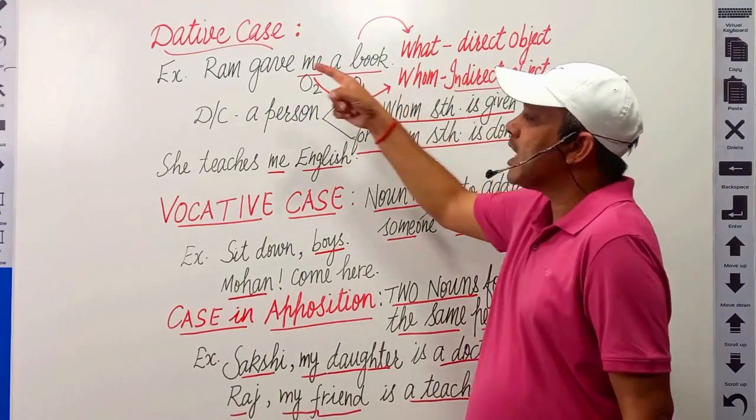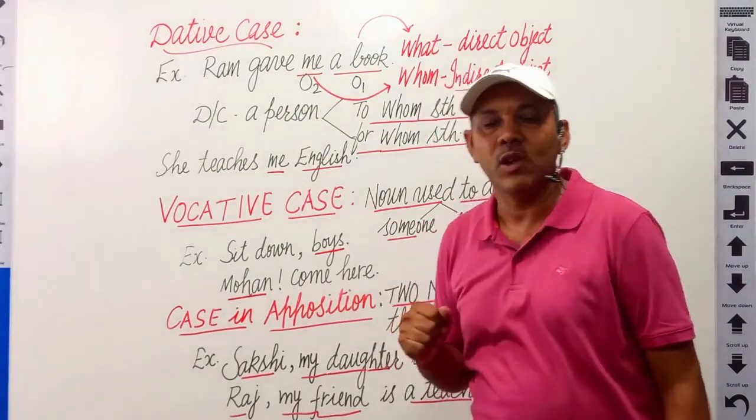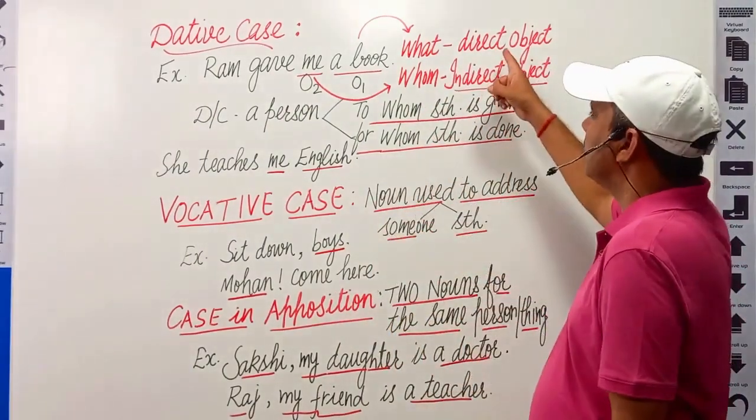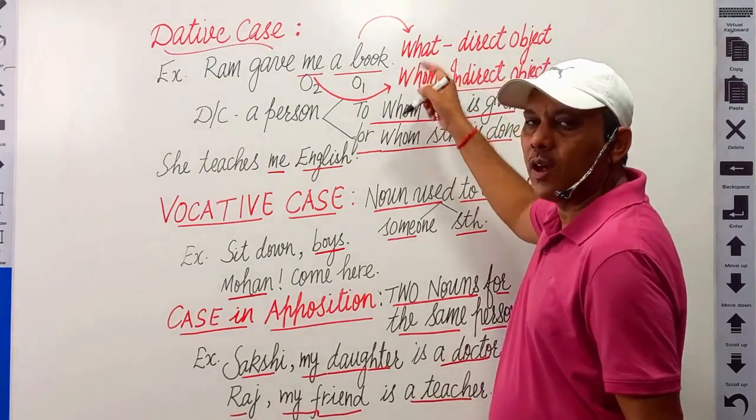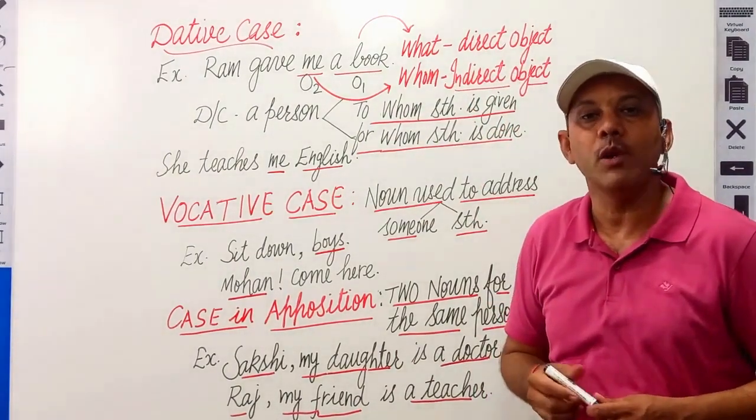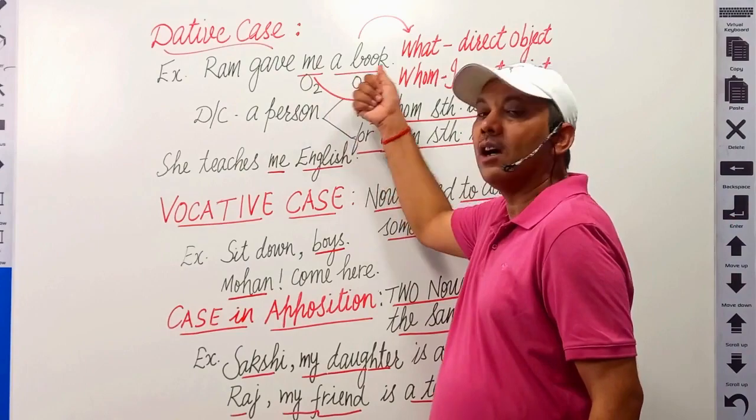What did Ram give me? A book. A book is the answer to what? What did Ram give me? Ram gave me a book.